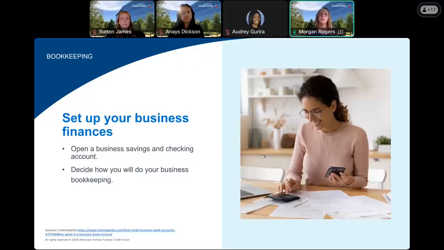So it's a really important step to look into, because having a bookkeeping system in place tracks the different business transactions for your small business. So when you are first starting out, maybe you don't have very many transactions if you're just starting a small business.